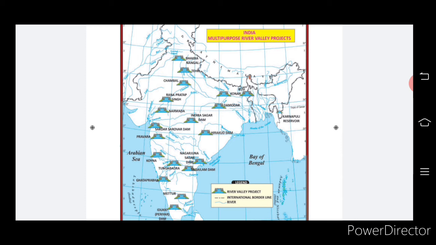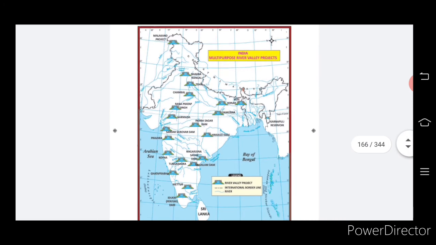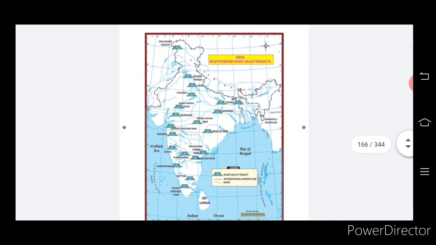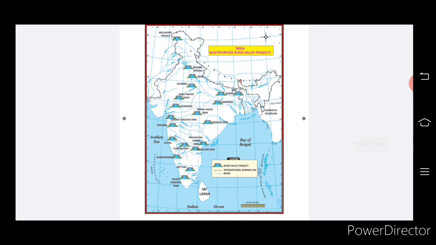Okay, and the international borderline you have to highlight, and the rivers which are flowing you have to highlight with a blue sketch, and for the other river valley projects you have to use different colors. Okay, this is a very important map. It may come in the exam, so you have to get ready with this map. You just buy an India river map from the shop and try to do the homework.